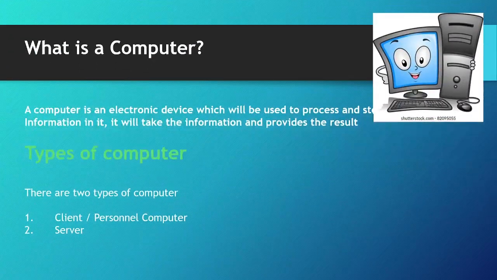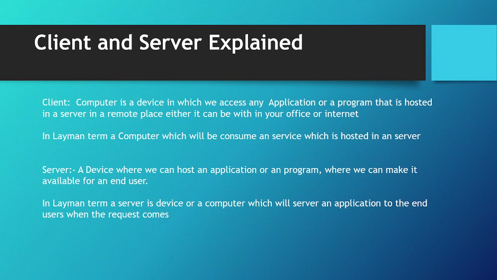And I also explained what you mean by computer. A computer is an electronic device. It will ask for some input, process something and give an output. There are two types of computer I explained yesterday: one is personal computer, another one is server computer. A personal computer, or client computer, is a computer which you use to access an application. And on a server an application is hosted, and that application is accessed by a computer.